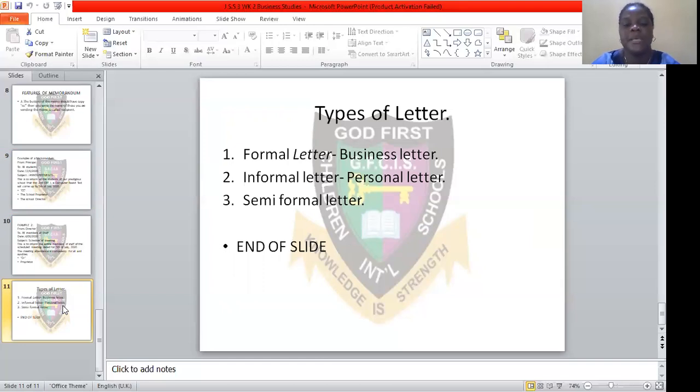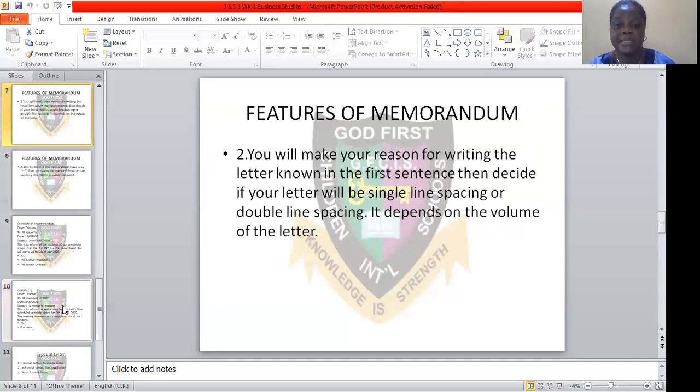Types of letter. This week we are going to look at formal letter, which means business letter. Then we have informal letter, which means personal letter in business studies. And we have semi-formal letter. In our next class, we'll be talking fully about everything. But before we end the lesson, let's go over what we have treated today.